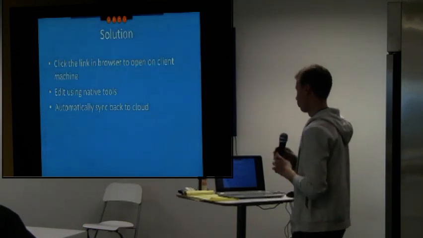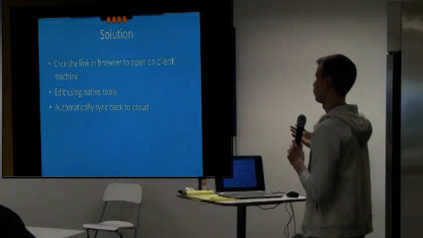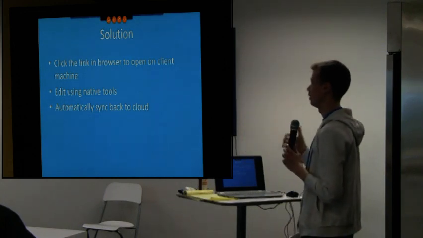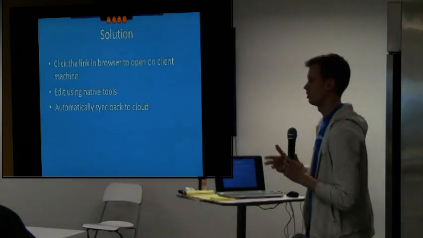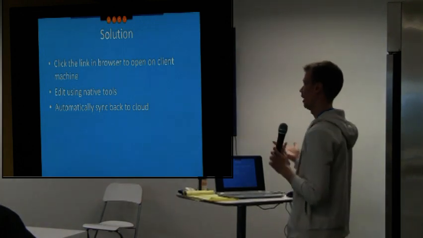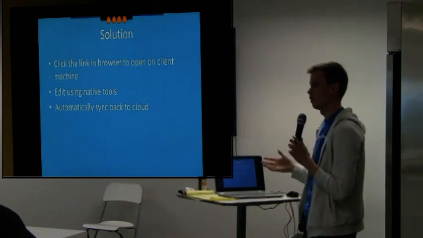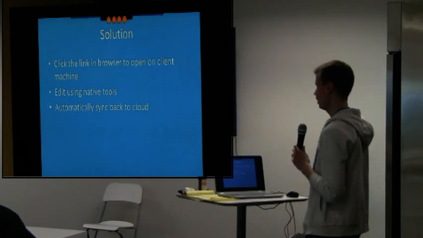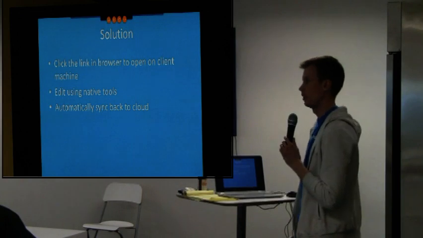So what we've come up with is something that's great for our needs. You can click the link in the browser and choose to edit using your native tools. It'll appear to the user as if they're just navigating in, say, Windows Explorer. It basically opens Word automatically, and they're able to edit and save, and it'll sync back automatically without them having to go back to the browser and pick the file again and re-upload it. So there's quite a few steps eliminated, and it just makes for a nicer experience for the user.